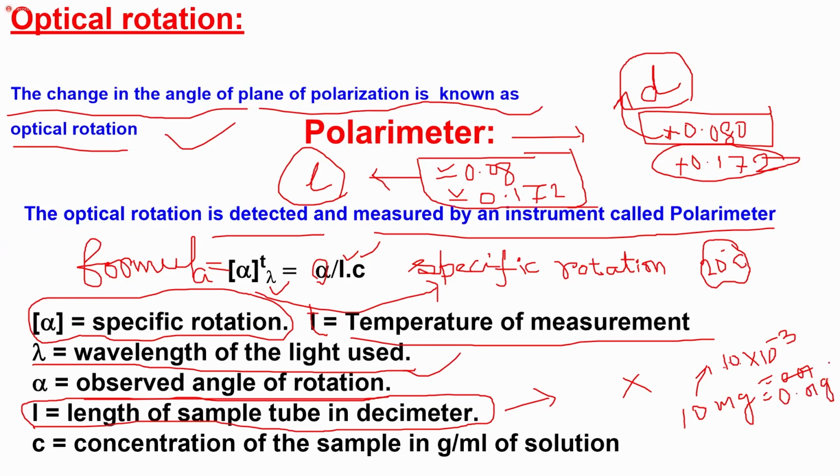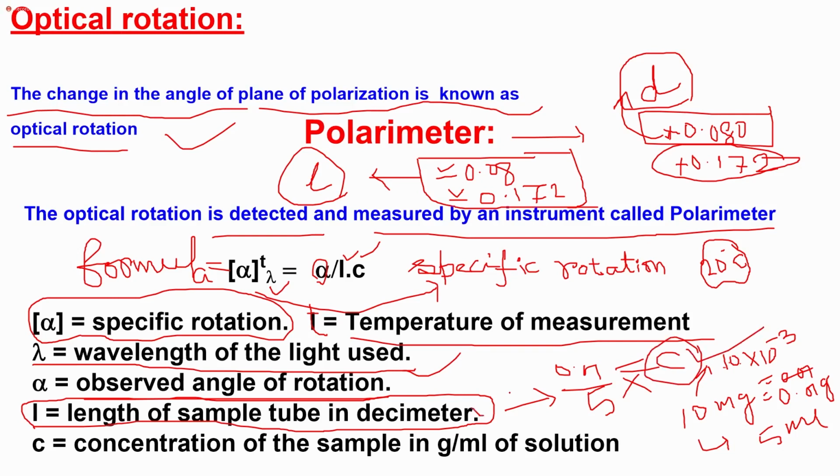0.01 gram. Okay, now we'll go to the ml. Let's say you use 10 mg with 5 ml solvent. 0.01 divided by 5. If you divide it, then you will get the C value.